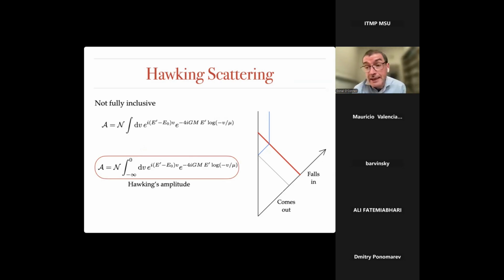But now this is the formula that you can also see in Hawking's paper. So essentially an amplitude, I'll call it Hawking's amplitude. And it's the same result as his computation, his exact computation.